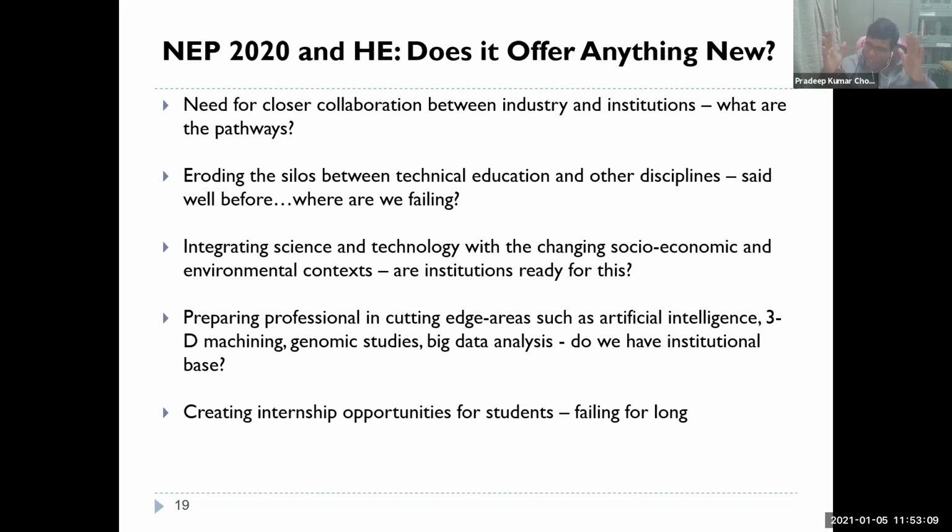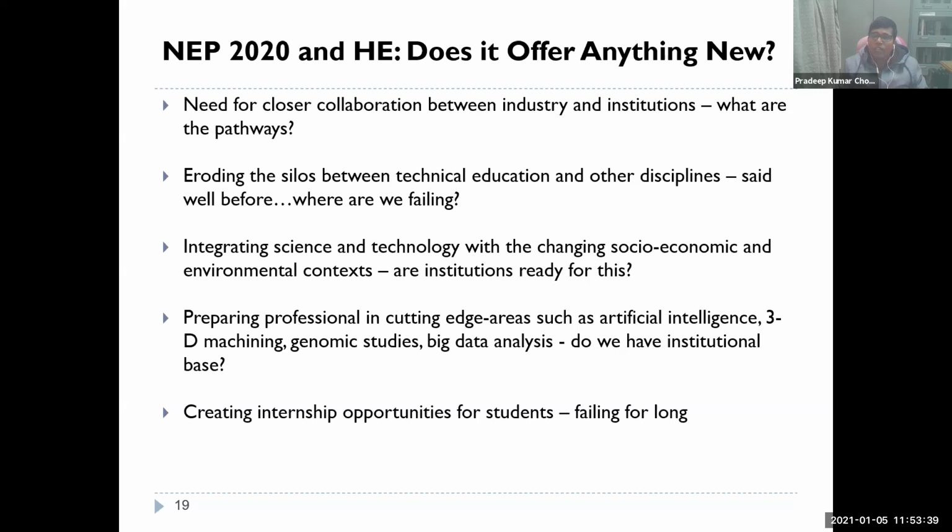Eroding the silos between technical education and other disciplines: there is a gap between social science and engineering that needs to go away, and there should be close interaction between engineering and other social science disciplines. That has all been said before. I said that in IITs, even humanities and social science departments have come up. But where are we failing? Even in IITs and NITs, those are not being integrated clearly. That is another important question that we need to ask. I don't find a clear direction on this in the policy document.